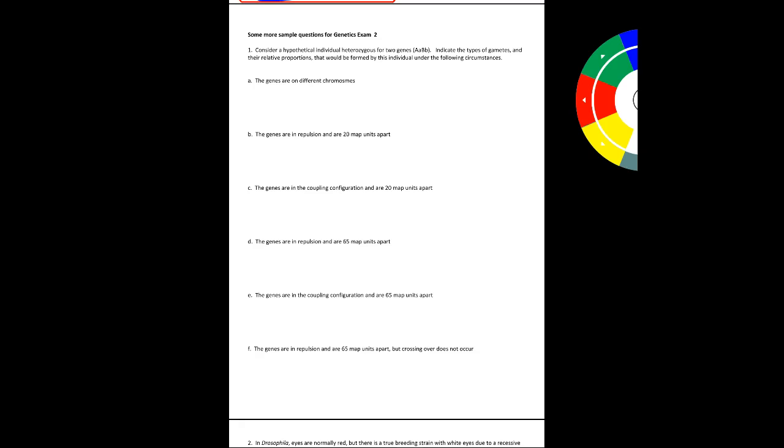Alright, now got all kinds of stuff going on here. A hypothetical individual that's heterozygous for 2 genes. So this is just asking you what happens if you're heterozygous for 2 genes on various things, under various circumstances. So we don't know. So if the genes are on different chromosomes, we're going to get these kinds of gametes: 25, 25, 25, 25.